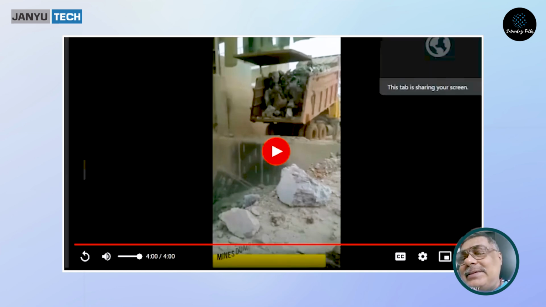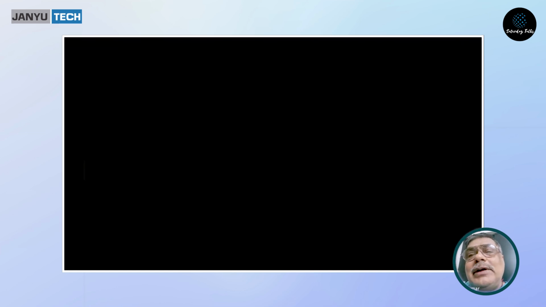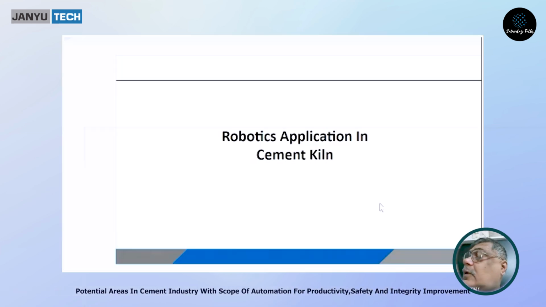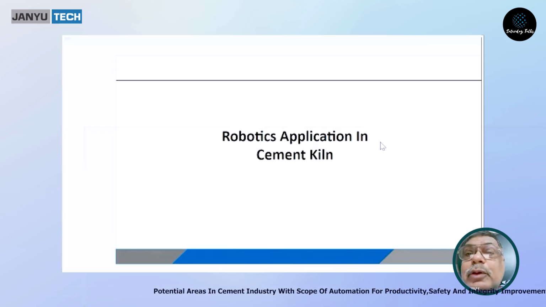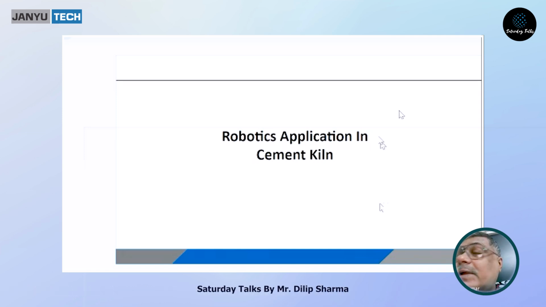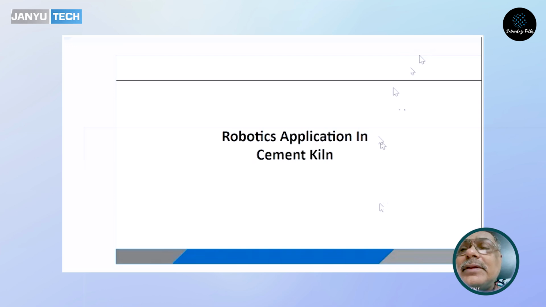So I hope you must have got a little idea of what the kind of process is. Today, what we will be discussing is there are three areas where we can look into further automation. The first area of concern is safety, because cement industry is a labor intensive unit. There are almost about 800 odd workmen, skilled and unskilled, working in the facility around 24 hours.